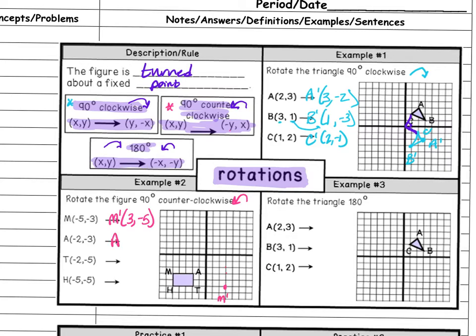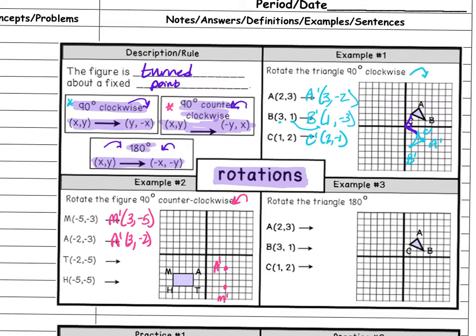Okay, and A prime, let's see. Again, it says the y becomes my x value, and I change the sign. So that's 3, and then the x becomes my y, -2. So (3, -2), and that's A prime.